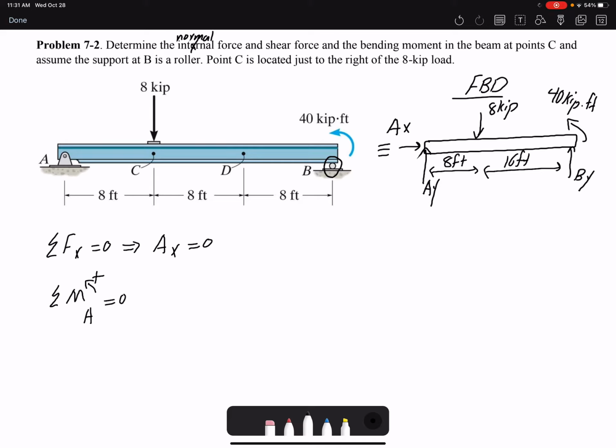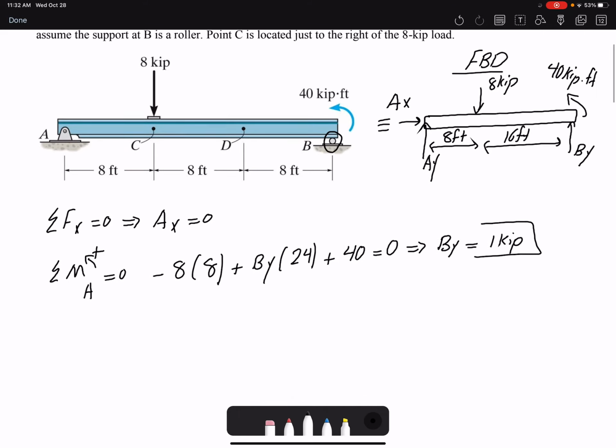I assume counterclockwise to be positive. The 8 kip is creating a clockwise moment, so that would be negative. Moment arm is 8, magnitude 8. BY is creating a counterclockwise moment, so it's positive. Magnitude is BY, moment arm is 24, 16 plus 8. And I have that 40 kip foot, which is a counterclockwise moment. I don't need to multiply it by any moment arm, it's just a moment. And then here I find BY to be 1 kip.